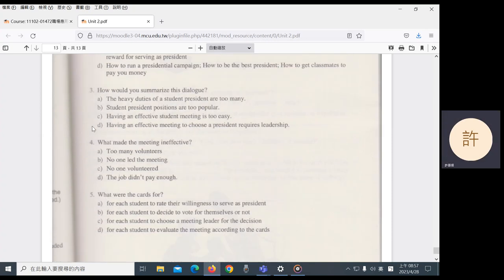Three, how would you summarize this dialogue? 重点是什么? A, the heavy duties of a student president are too many. Heavy duties, 重担. B, student president positions are too popular. Position, 这边应该是立场, 立场太受欢迎. C, having an effective student meeting is too easy. D, having an effective meeting to choose a president requires leadership. 领导能力.